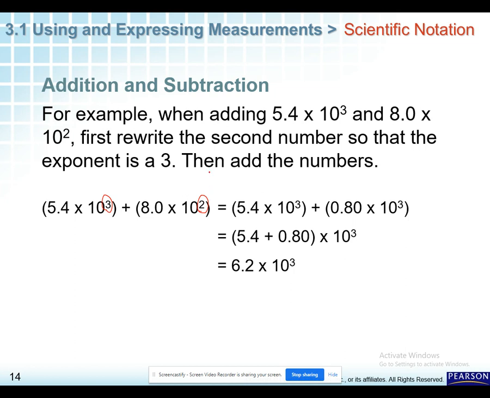This example makes both of them 3. So in order to make this exponent 3, I have to move my decimal to the left. And so when I move my decimal to the left, it becomes 0.8 times 10 to the third. And then what we do is we can add. So for example, we add these numbers out front. 5.4 plus 0.8 gets me 6.2, and of course the exponent's going to be the same.